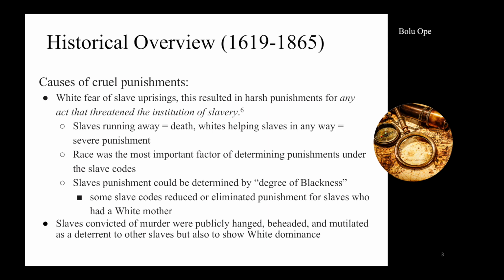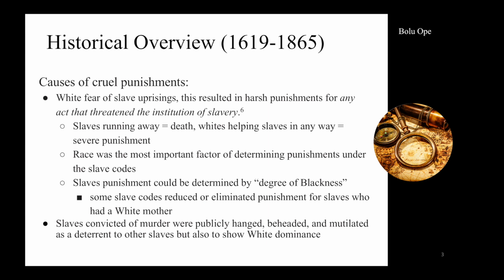From 1619 to 1865, the harshest criminal penalties were for acts that threatened the institution of slavery. These laws, referred to as slave codes, were established due to white fear of slave uprisings and were used as a way to restrict black slave life. Slaves who tried to run away or start rebellions were killed, and white people who helped slaves in any way suffered severe punishment. In fact, slaves convicted of murder were publicly hanged, beheaded, and mutilated as a deterrent to other slaves.